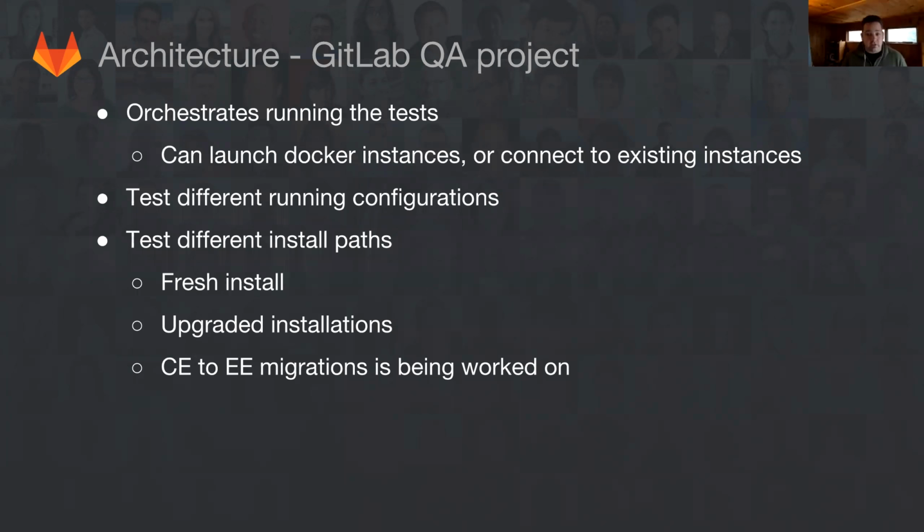It also lets you test different install paths. We can do a fresh install, spin up a fresh instance, ensure GitLab QA passes, and we could be happy there. It can also do an upgrade for you. It'll do a fresh install, ensure GitLab QA passes, and then upgrade the instance to a newer version and ensure that GitLab QA still passes. They're even working on a CE to EE migration, so you can test installing CE, GitLab QA passes, and then converting that over to an EE instance and ensuring that GitLab QA is still in fact passing.